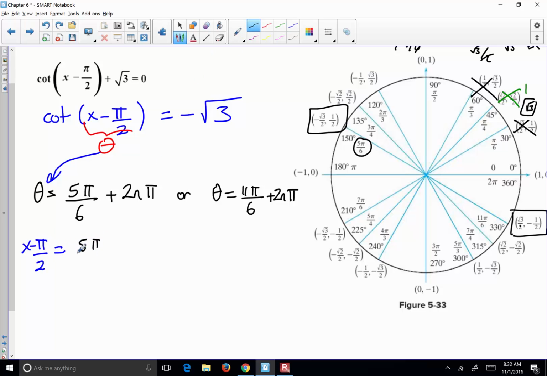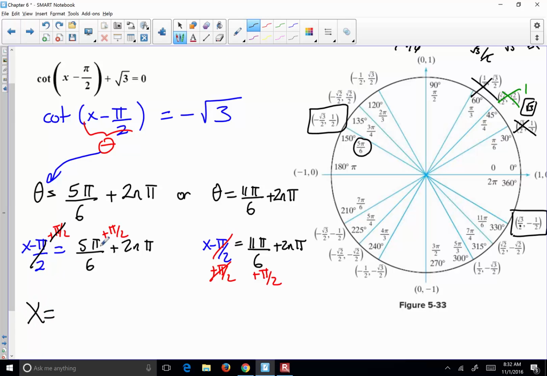So we need to get to x by isolating it. This is as well x minus pi over 2 equals 11 pi over 6 plus 2n pi. Now I need to get x alone, so I will add pi over 2 to both sides. To cancel minus pi over 2, I'm adding pi over 2 to both sides. Maybe this is better, add it right underneath it, so you see the cancellations.